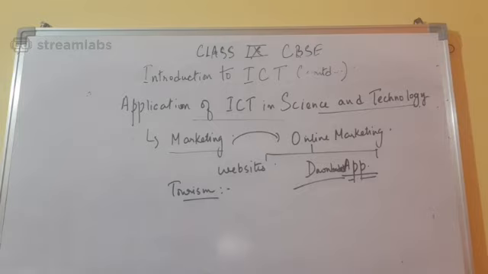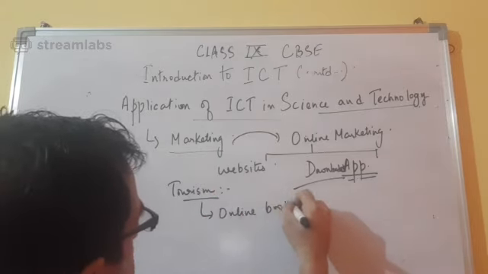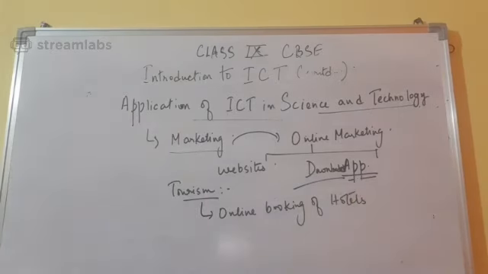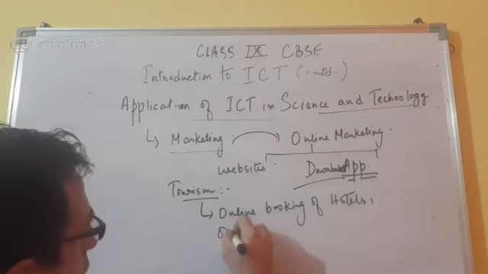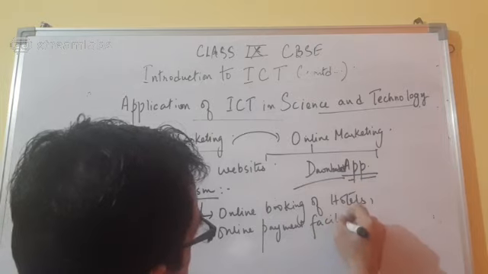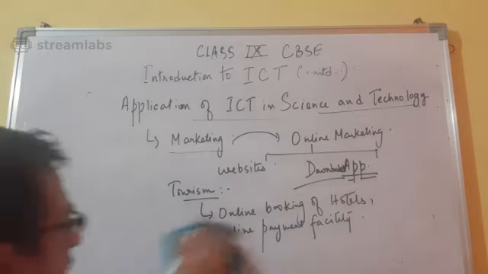In case of tourism also, there is online booking of hotels. Then online payment facility is there. So all these things are part of ICT. In case of tourism also, the use is being seen. Now public safety, and one more is there.